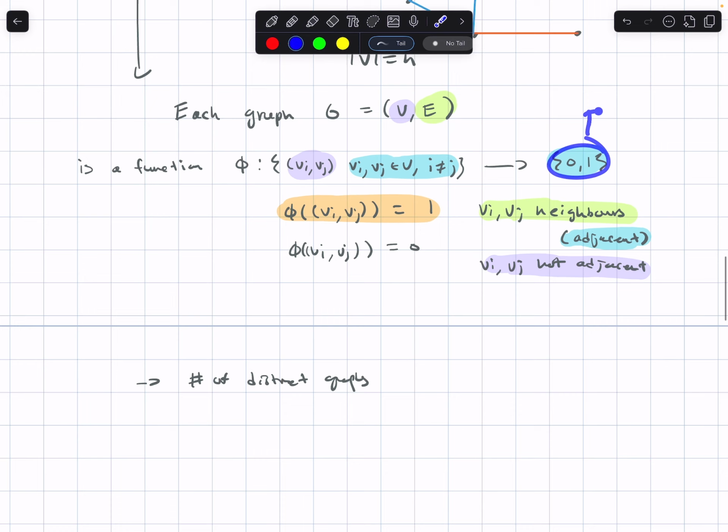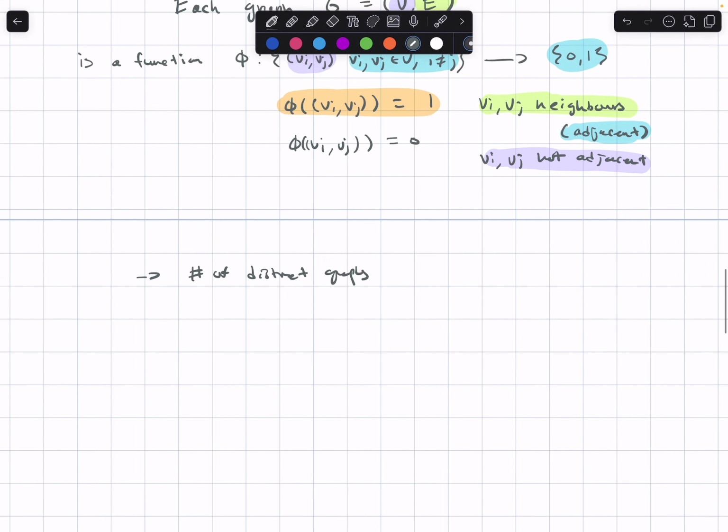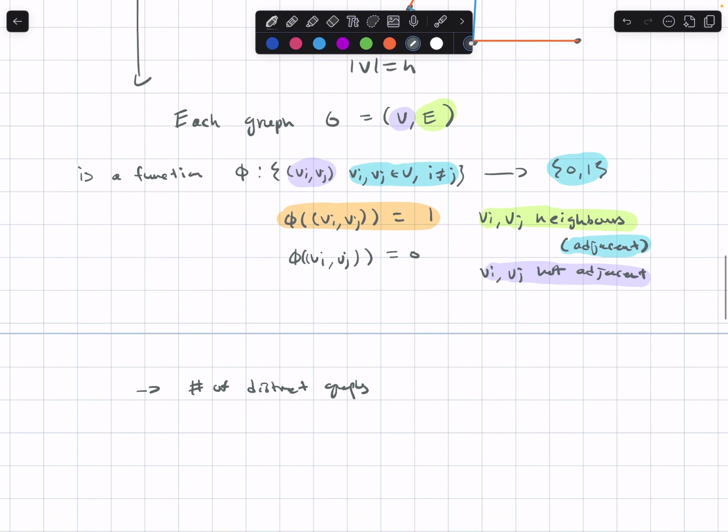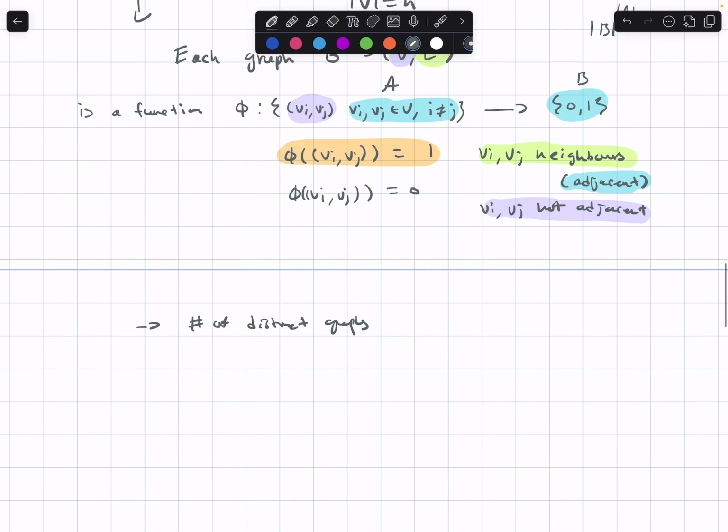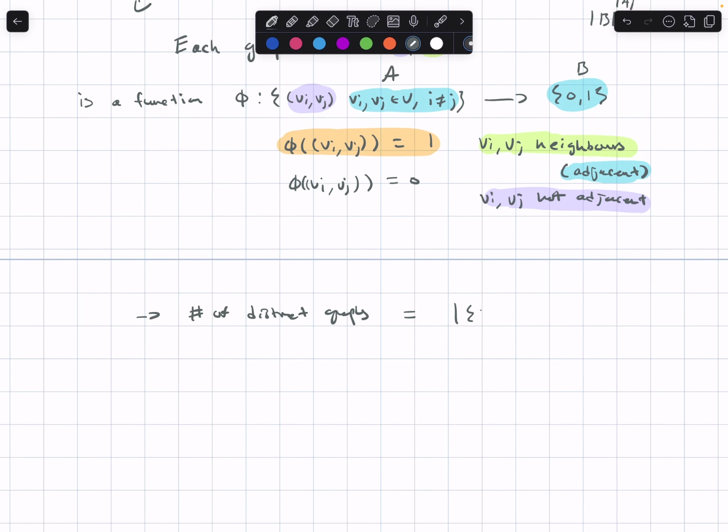So this is like the B from our example above, or from the little proof that we did above. That's the set B. This is the set A. So we know that the number of distinct functions from the set A to the set B is the cardinality of B to the power of the size of A. In this case, it's going to be the size of the set {0, 1} to the power of the size of the set of all pairs (V_i, V_j), such that i is not equal to j, with V_i, V_j in V.